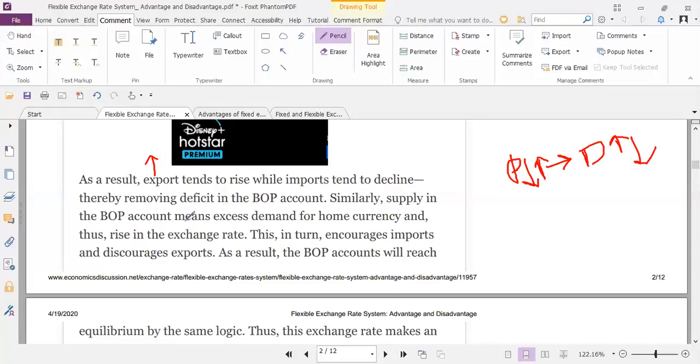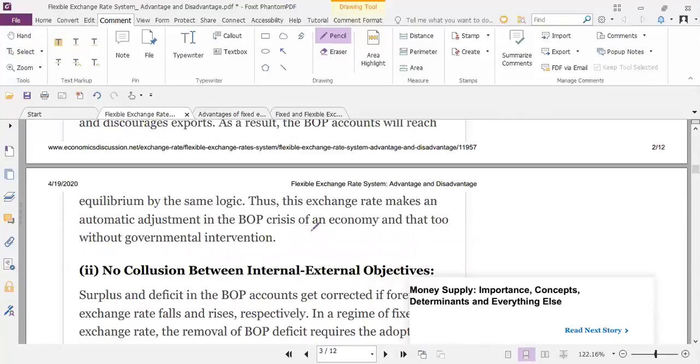Similarly, a surplus in the balance of payment account meets excess demand for home currency and thus a rise in exchange rate. This in turn encourages imports and discourages exports. As a result, balance of payment accounts will reach equilibrium by the same logic. Thus, the exchange rate makes an automatic adjustment in the balance of payment crisis of an economy, and that too without government intervention. So these two points are very important: automatic adjustment in BOP without government intervention.